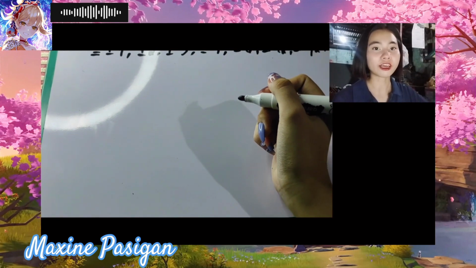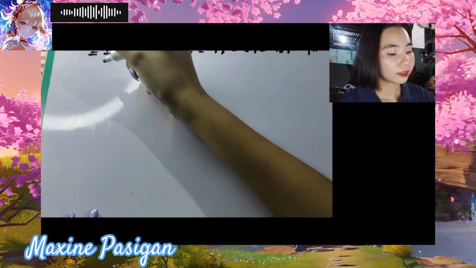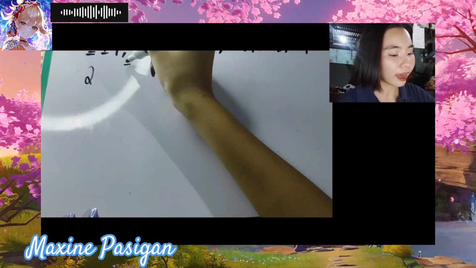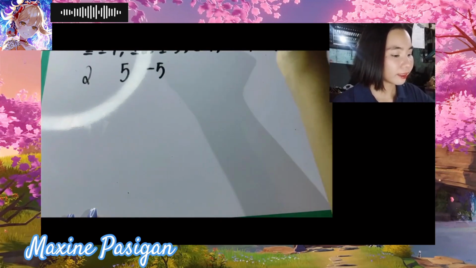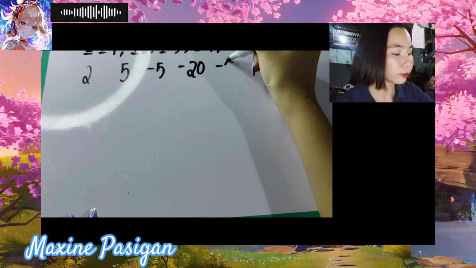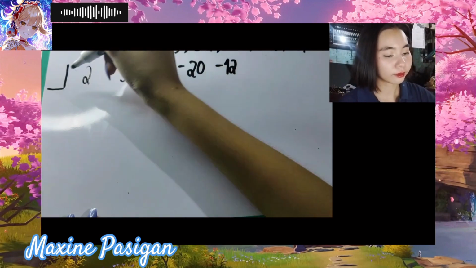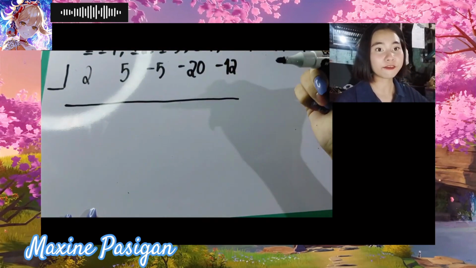First, write down all the coefficients of the polynomial. Positive 2, positive 5, negative 5, negative 20, and negative 12. Let's try negative 2 and see if it works.